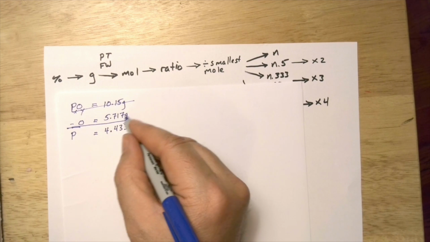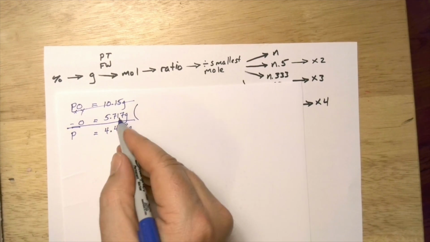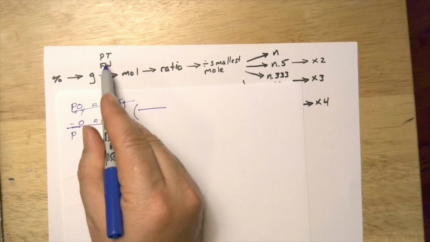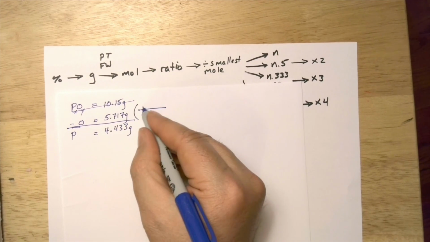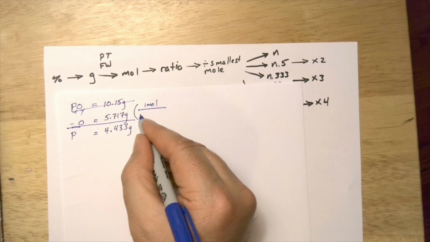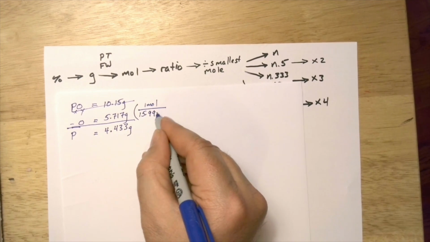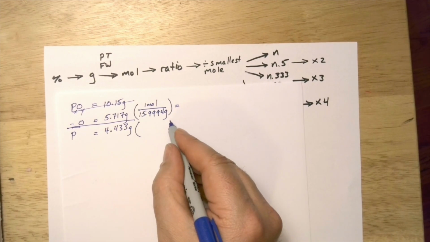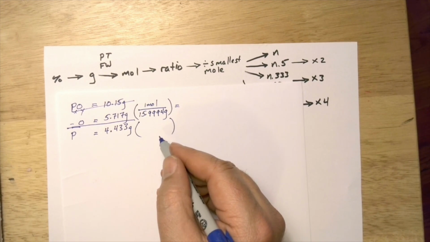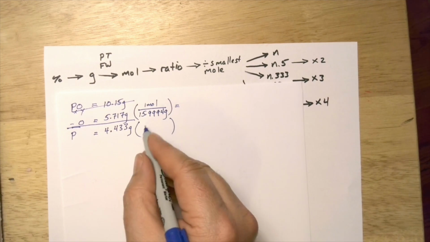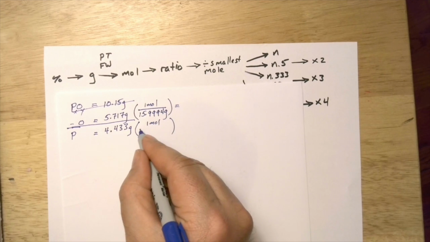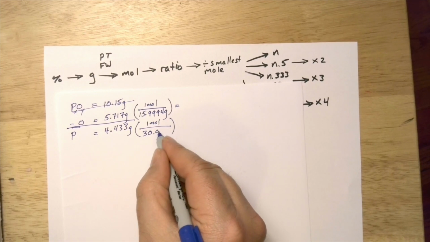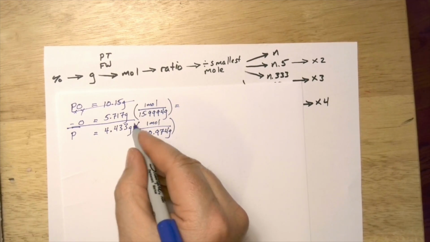So we have oxygen, and this is how many grams of oxygen. So we need to use a formula weight. We're going from grams to moles, so use the formula weights from the periodic table. 1 mole of oxygen is 15.9994 grams. And also, if you look up phosphorus, phosphorus is 30.974 grams for every 1 mole. So we put 1 mole on top and 30.974 on the bottom. This way grams will cancel out.